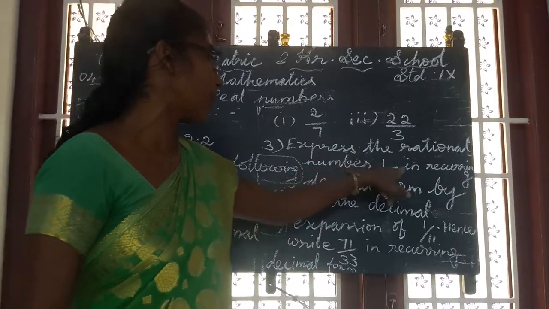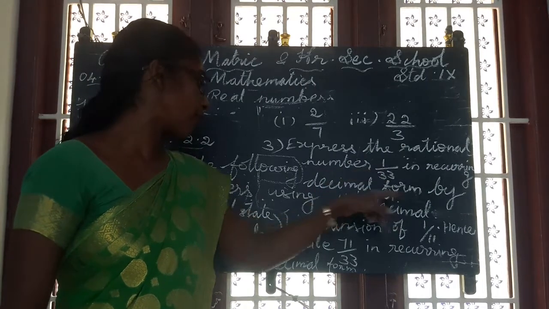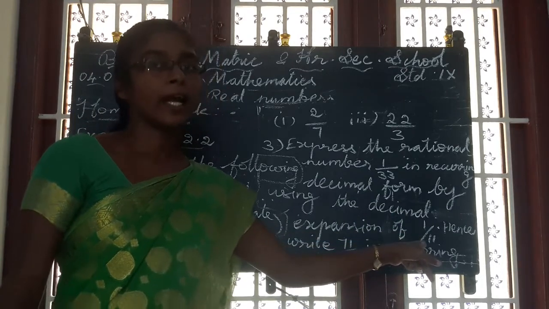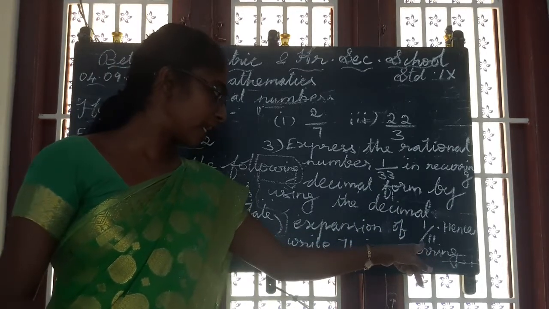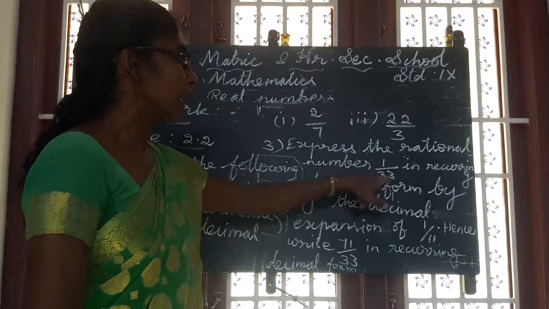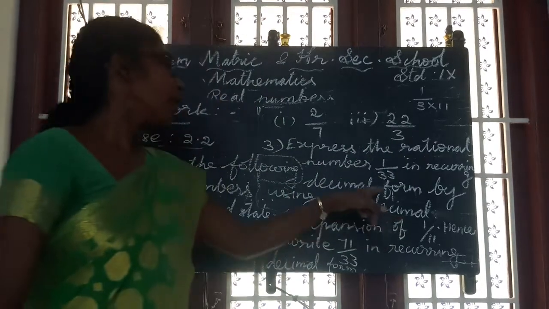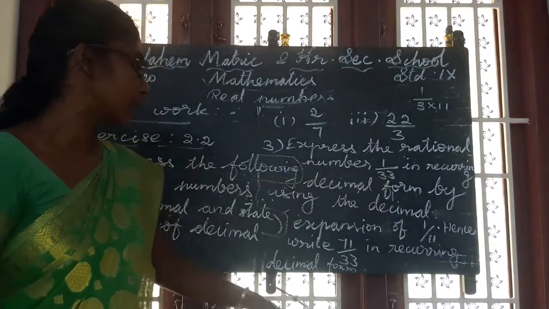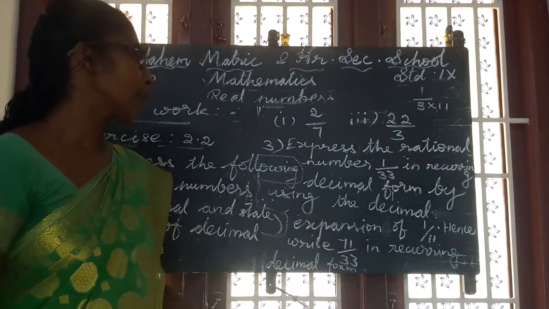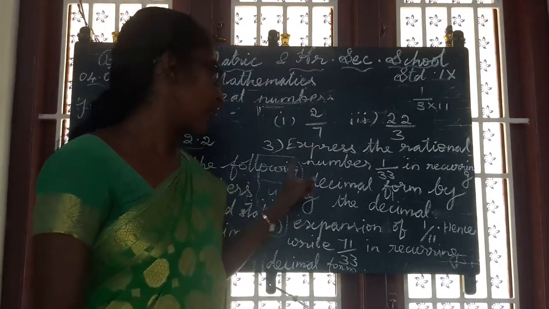Express the rational number 1 by 33 in recurring decimal form. We want to find this by using the decimal expansion of 1 by 11. First you find the decimal expansion of 1 by 11, and by using this you split 1 by 33 as 1 by 3 into 1 by 11, and find the answer of 1 by 33 and then write 71 by 33 in recurring decimal form. So do these two problems as a home assignment.